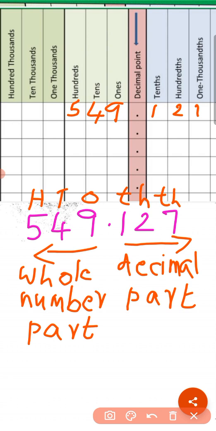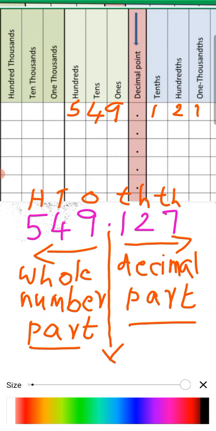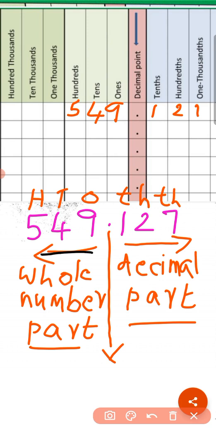Okay. So children, a decimal number has two parts, whole number part and a decimal part. The decimal point separates these two parts. To the left side of the decimal point, the part is known as whole number part, and to the right side it is known as decimal part. Okay. Here we are placing the number in the given place value chart. The number given is 549.127. Read it as 127.